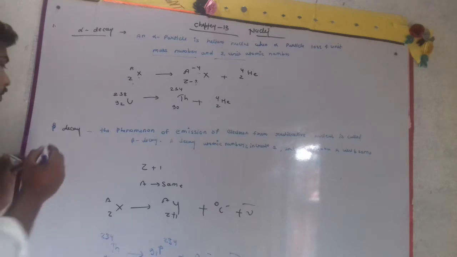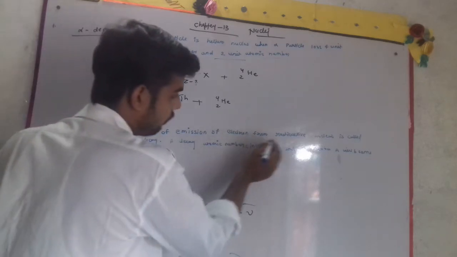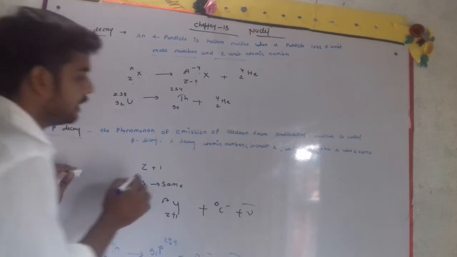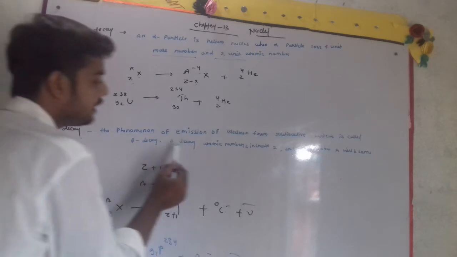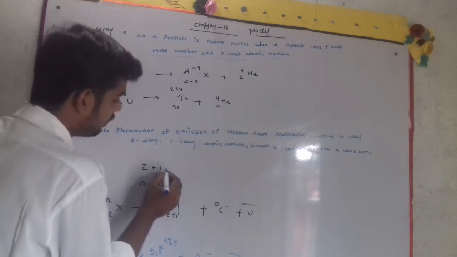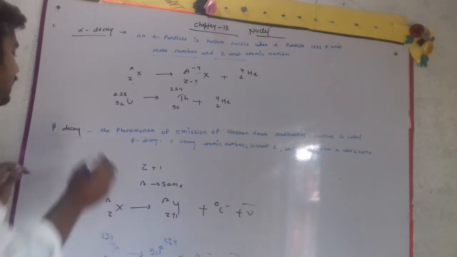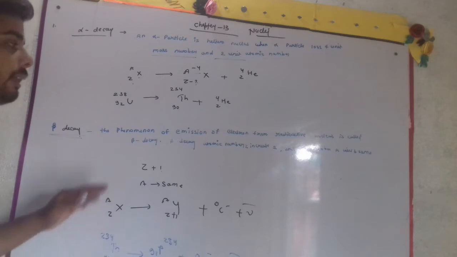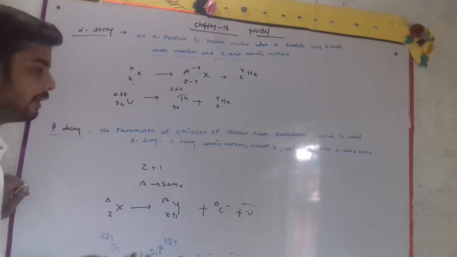Afterward we will discuss beta decay. What is beta decay? The phenomenon of emission of an electron from a radioactive nucleus is called beta decay. In beta decay, the atomic number Z increases by 1 and the mass number remains unchanged. So in beta decay of a radioactive nucleus, the atomic number increases by 1 and the mass number remains the same.